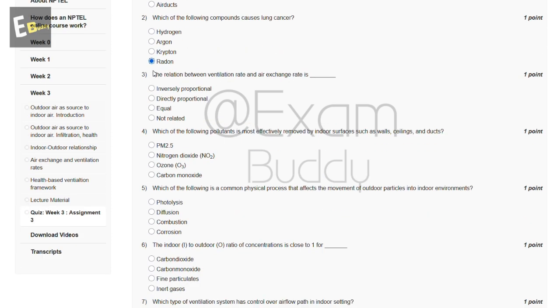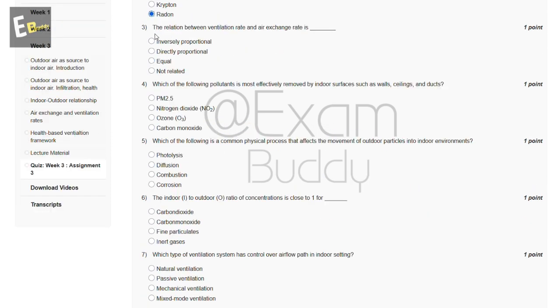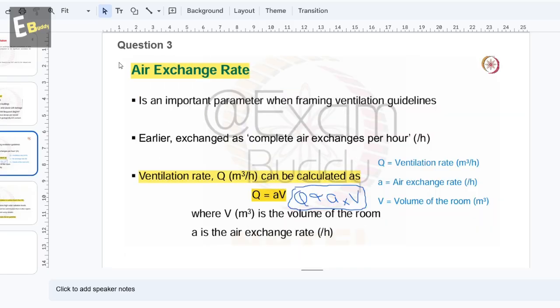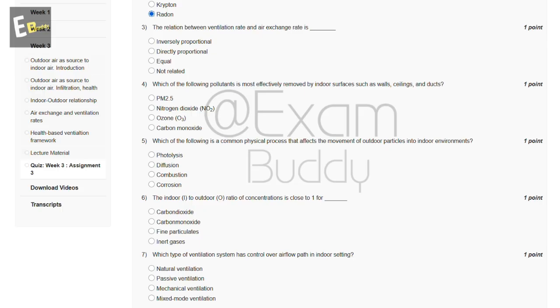Now the third question is: the relation between ventilation rate and air exchange rate is dash. Inversely proportional, directly proportional, equal, not related. Let's check the answer of the third question. Ventilation rate can be calculated from air exchange rate as Q equal to AV. So the answer of the third question is B, directly proportional.